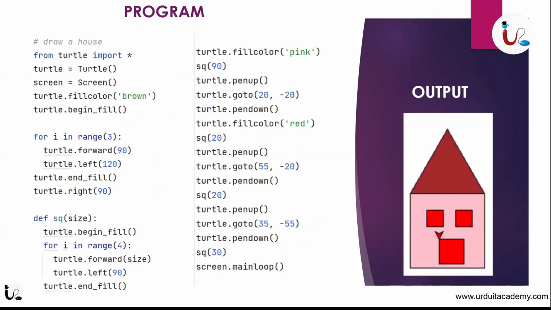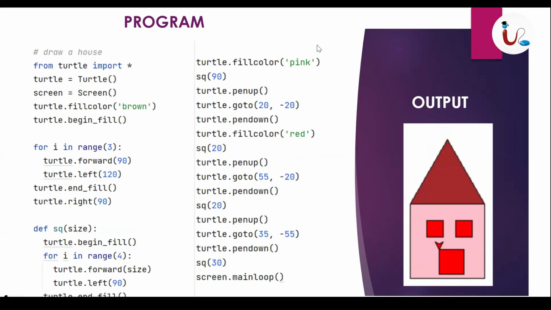Now the second question is to draw a house. Here, actually, it's very simple. What I have done is that first, I'm importing turtle, creating a turtle object, creating a screen. Now, I'm setting a fill color, brown first. Fill color means the color which we can fill, as the name suggests, right? After that, I'm adding turtle.begin_fill. Begin fill means I'm just starting to fill, okay?